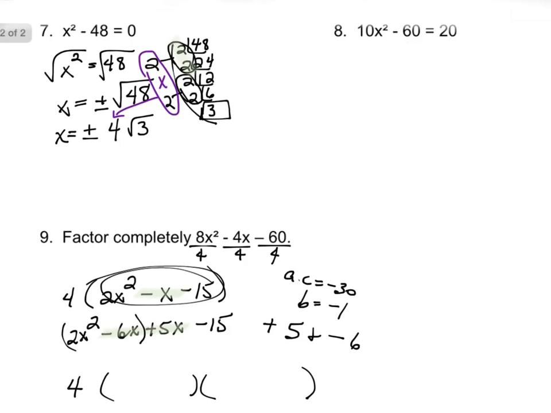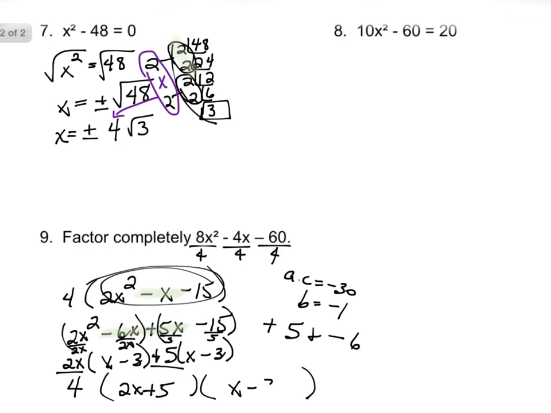You're going to group, factor out your GCF from each group, which in the first group is 2x. So when you divide by 2x, you get x minus 3. And from the second group, your greatest common factor is 5, which that division will give you x minus 3. So one of your factors is 2x plus 5, and the other one is x minus 3.